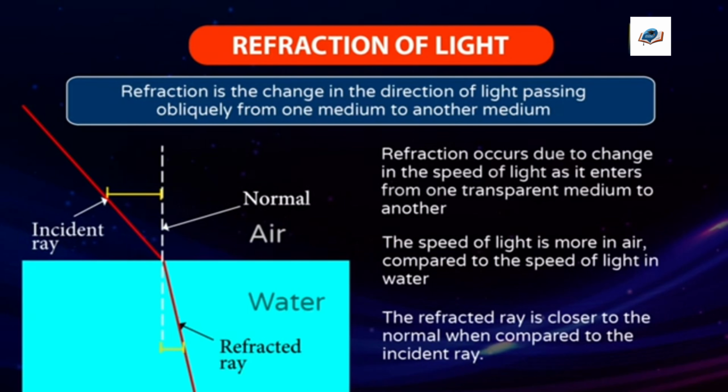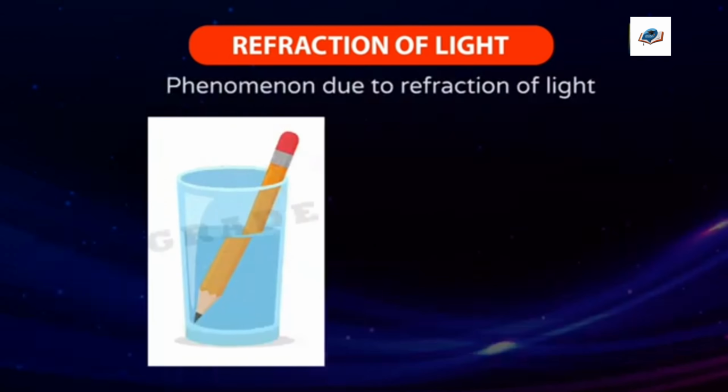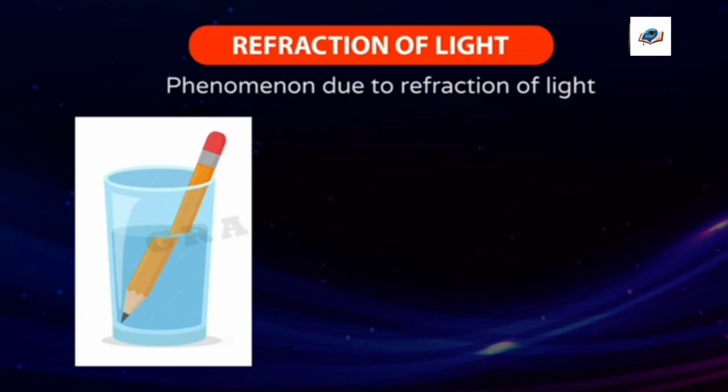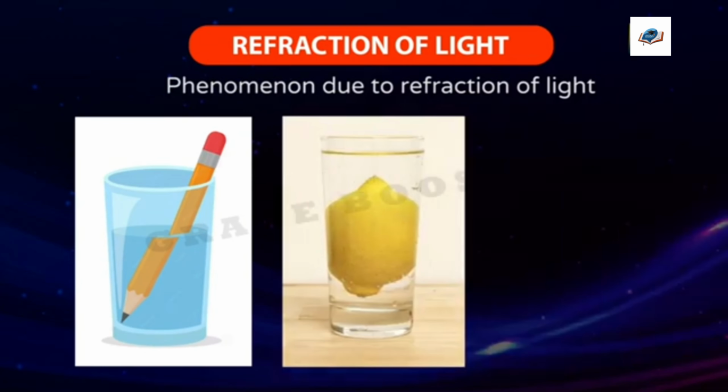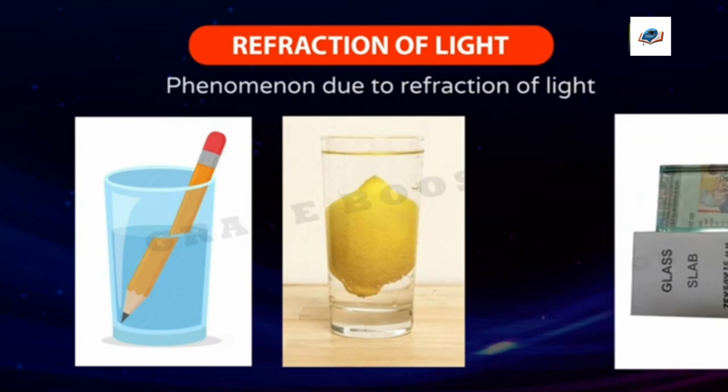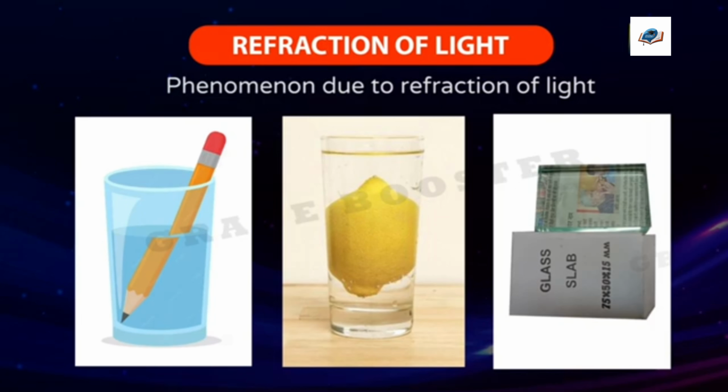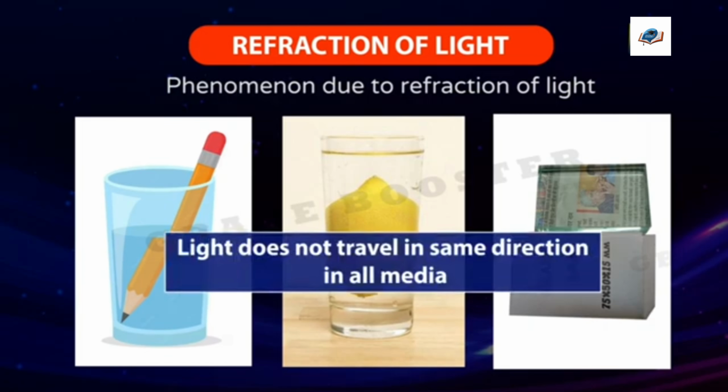In our day-to-day life, we see different phenomena like a pencil appears displaced when it is partly immersed in a glass of water. In the same way, a lemon kept in water in a glass tumbler appears to be bigger than its actual size. The letters appear to be raised when seen through a glass slab placed over it. These are all because of refraction of light. These observations tell us that light does not travel in the same direction in all media.